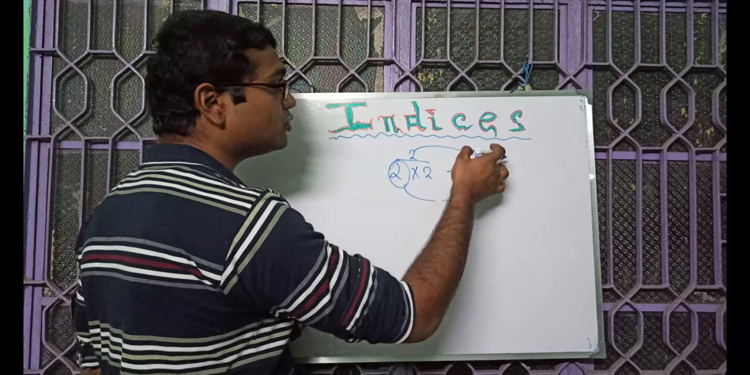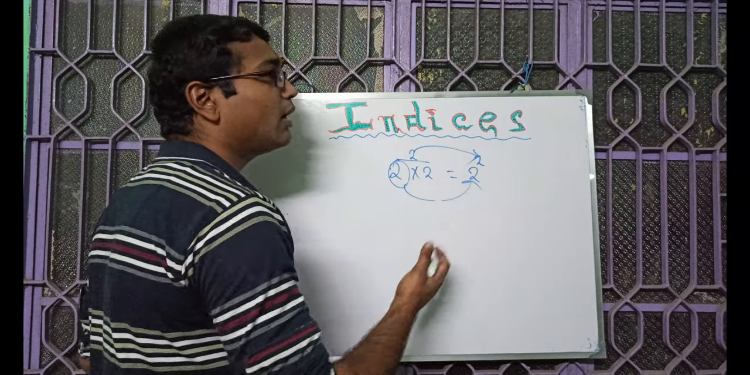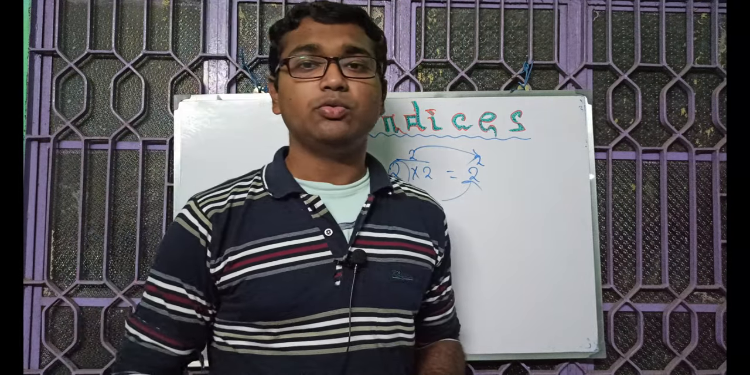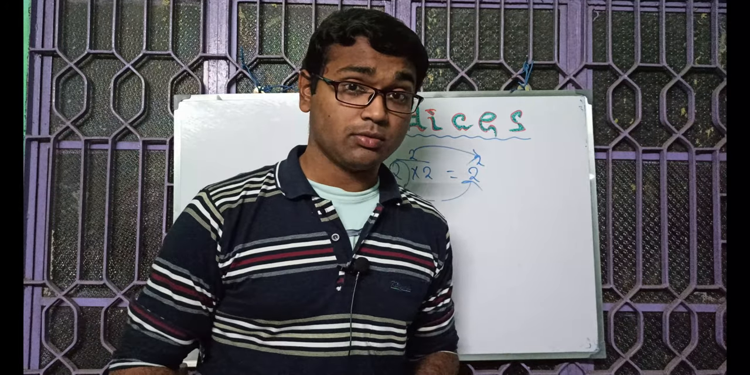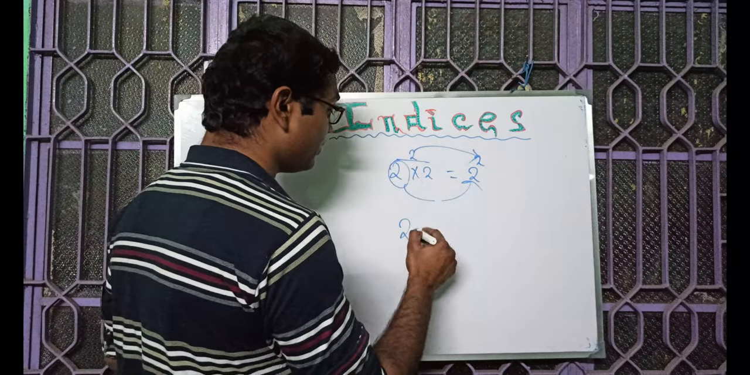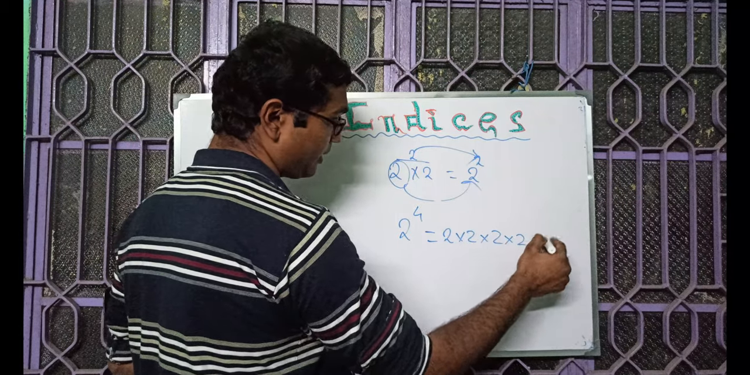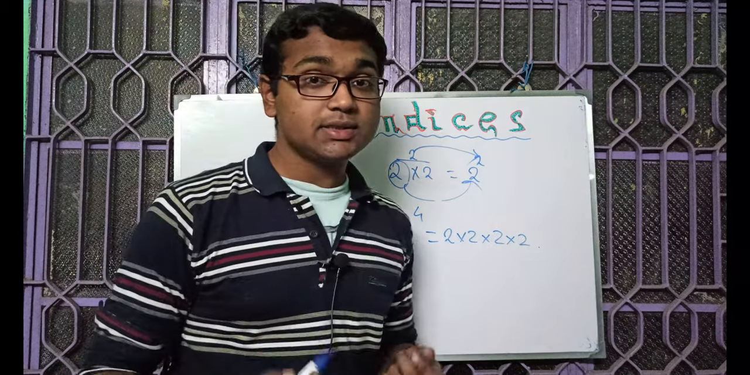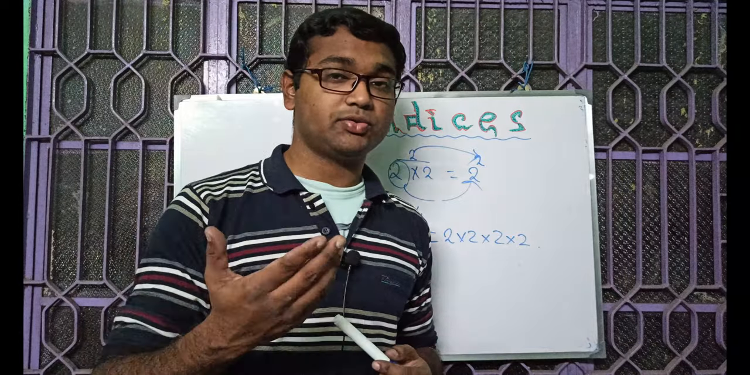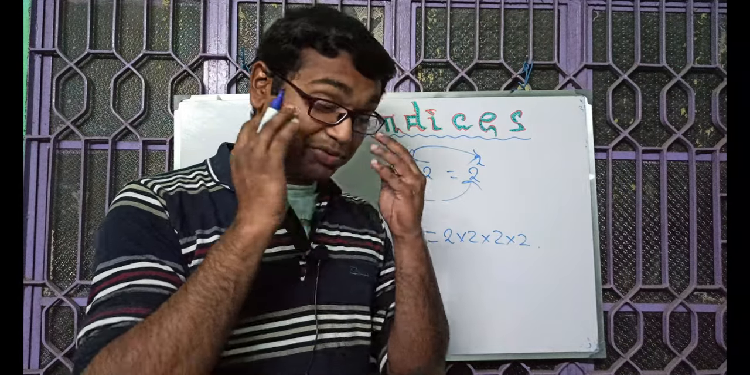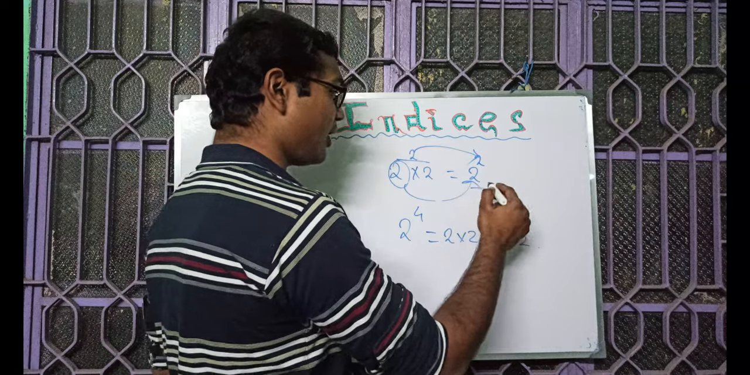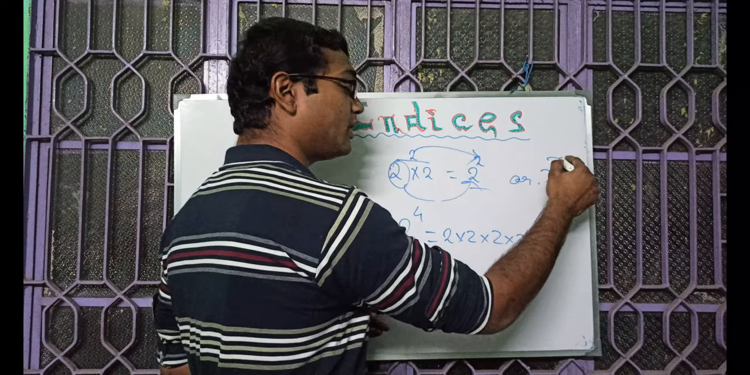We say 2 to the power 2 or 2 square. Actually, we do never say 2 to the power 2. Yeah, we say 2 to the power 4, which is actually 2 into 2 into 2 into 2. But we do not ever say 2 to the power 3 or 2 to the power 2. We say 2 square or 2 cube.